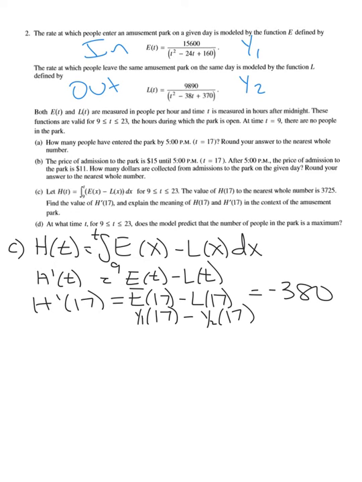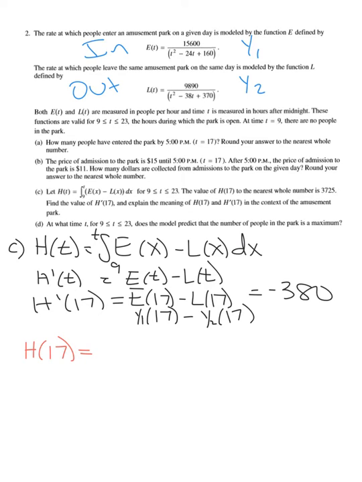So then it wants to know, what is the meaning of h of 17 and h prime of 17 in the context of the amusement park? All right, so what does h of 17 mean? Well, if we're integrating the rate, right? These are rates. The rate of people entering minus the rate of people leaving. So h of 17 is how many people are actually in the park at 5 o'clock, 17, right?